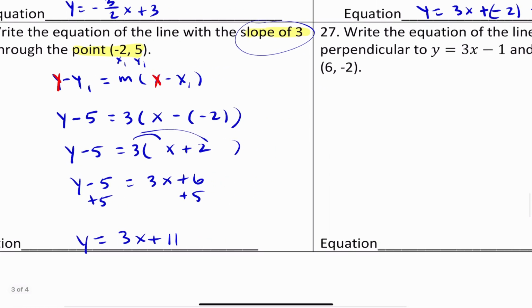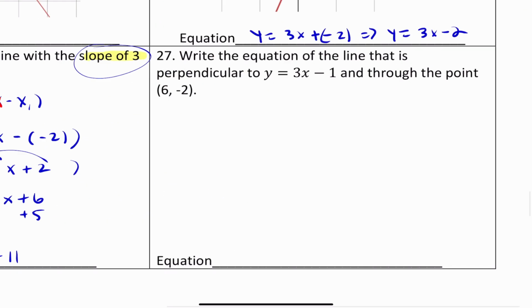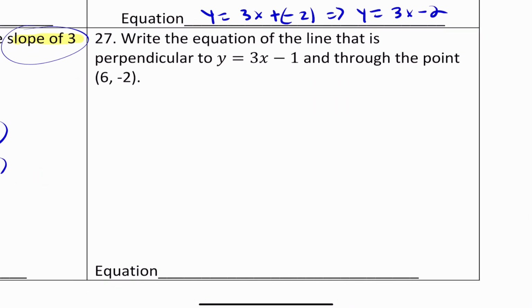Okay? So now I'm going to go ahead and do number 27. Write the equation of the line that is perpendicular to y equals 3x minus 1 and through the point 6, negative 2. So just by reading this, I have a line, we'll call that line 1, and that is perpendicular to another line, y equals 3x minus 1. I know the slope is 3, but the other line should have a perpendicular slope, so that's going to be negative 1/3.